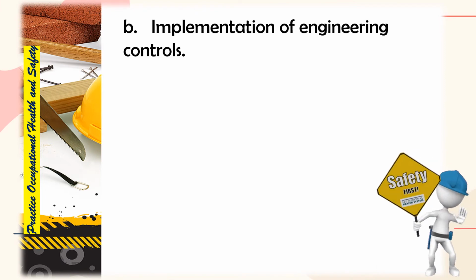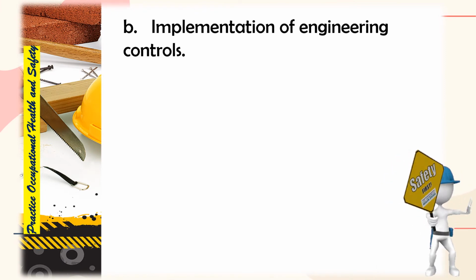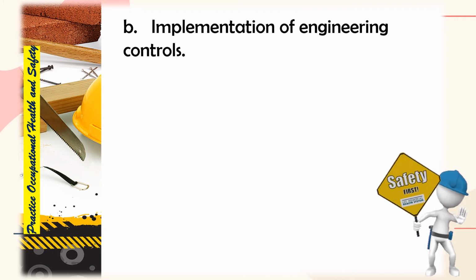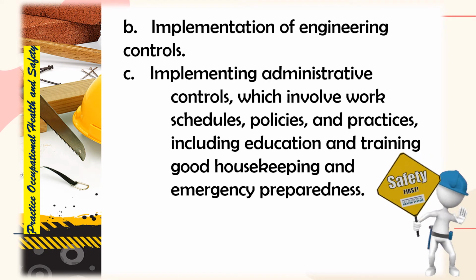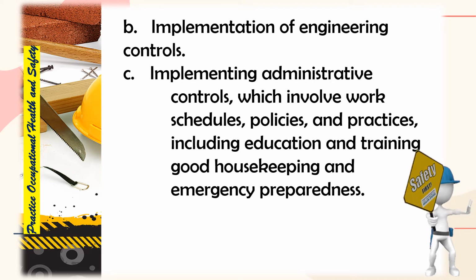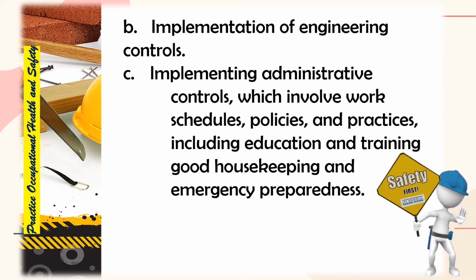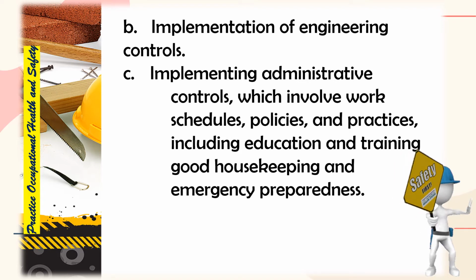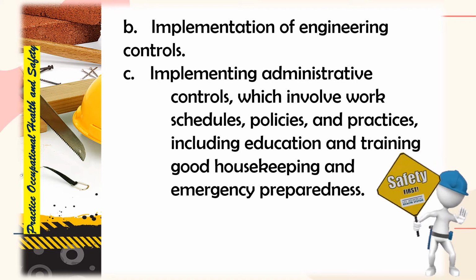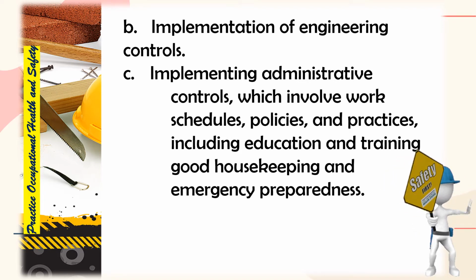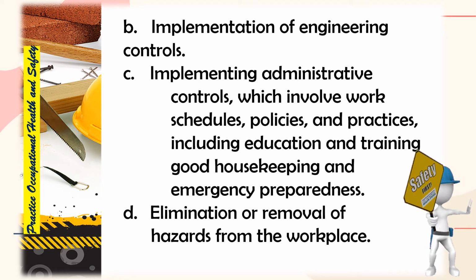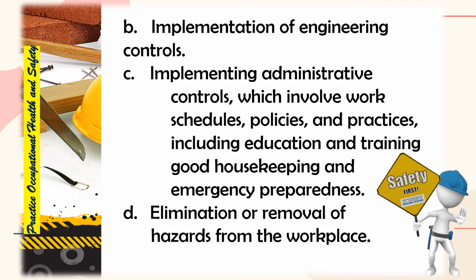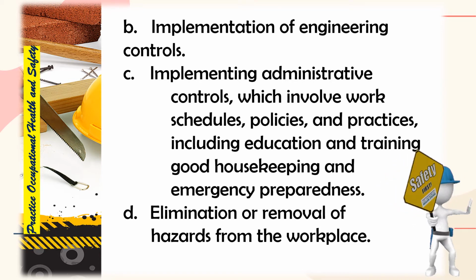Another way to control hazard is by implementation of engineering controls and implementing administrative controls which involve work schedules, policies, and practices, including education and training, good housekeeping, and emergency preparedness. And then the last one is by means of elimination or removal of hazard from the workplace.